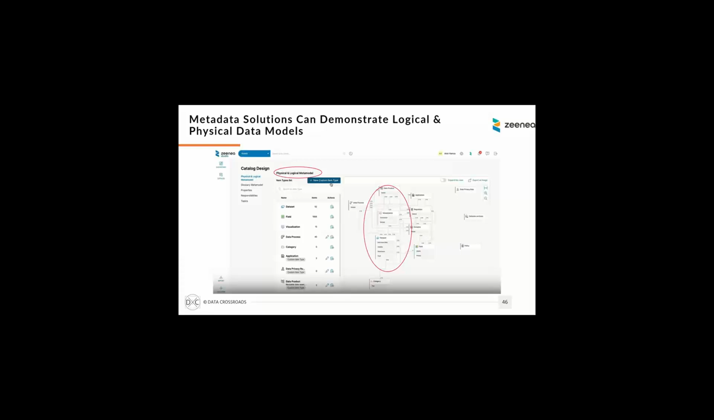Another helpful feature is retrieving logical and physical data models. It's not a secret that many companies may not have documented physical and logical data models. So when a solution can retrieve, again with the help of AI or machine learning functionalities, logical and physical data models, it can be very helpful for your organization.